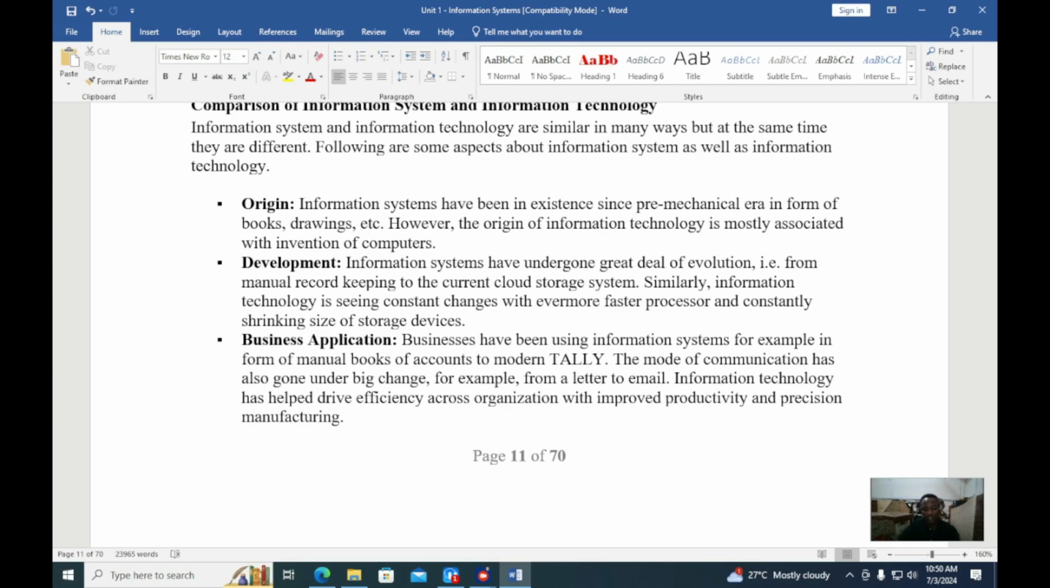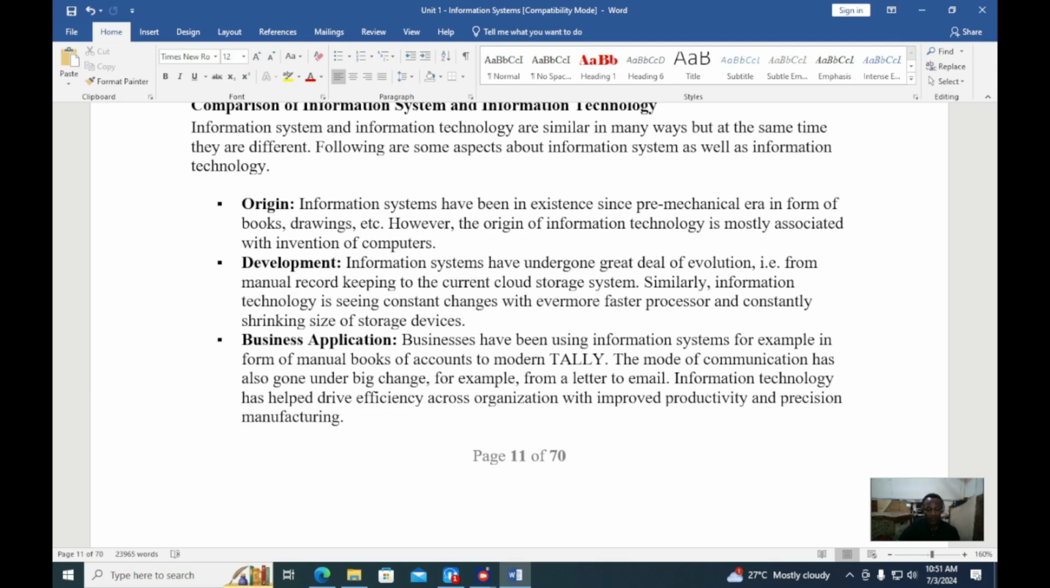Let's look at the business application. Now, in terms of development, that is a similarity you need to see. If you look at the business application, we have had businesses using information systems for a very long time, even before the invention of computers. We've been having manual books of accounts. It has moved to the modern Tally now. So we have had some modes of communication that have undergone a big change. For example, we have moved from letters to emails.